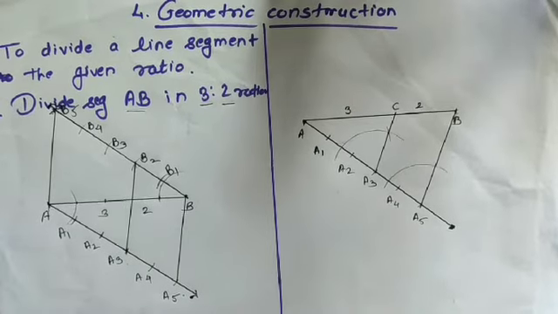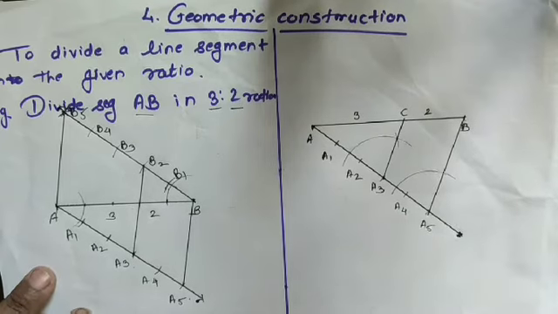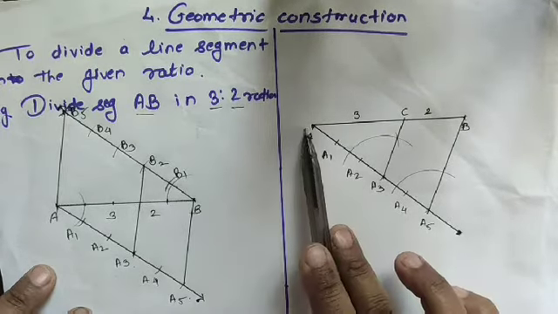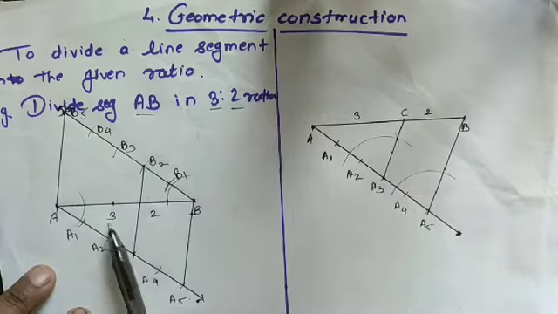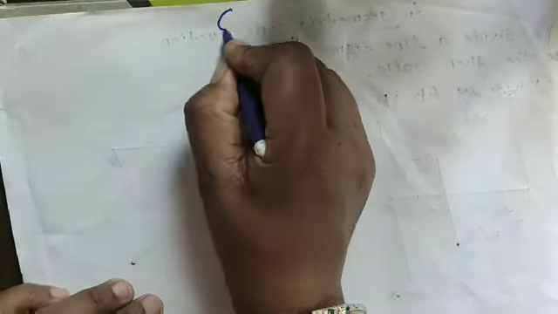So first of all, we'll see the next part. All of you see this. Here also I have divided the AB into 3:2 ratio, and here also I have divided into 3:2 ratio. Now the next point is the geometric construction.